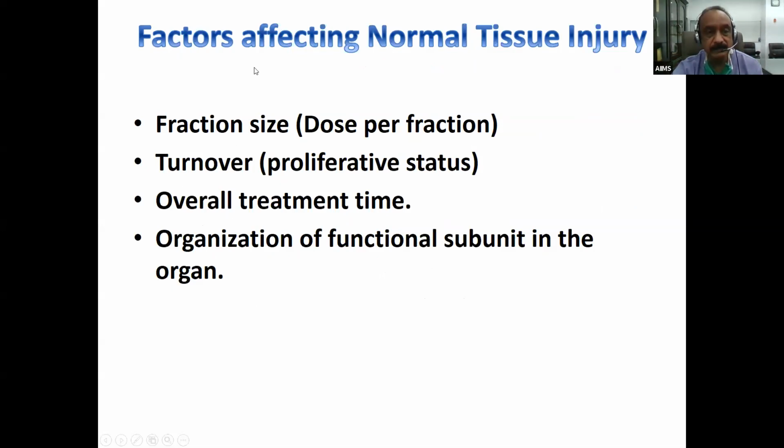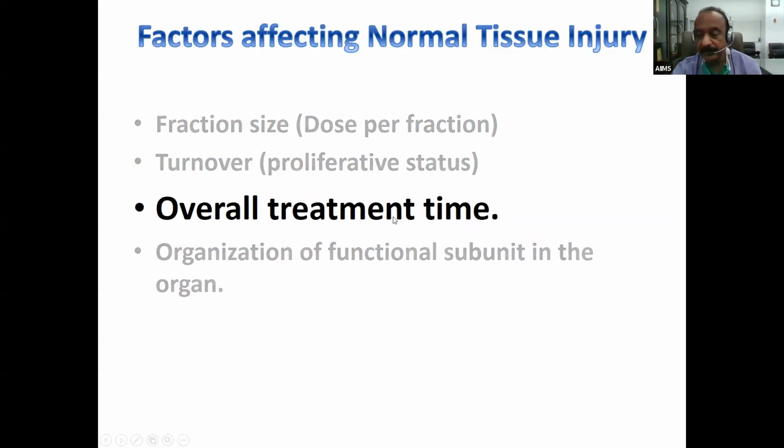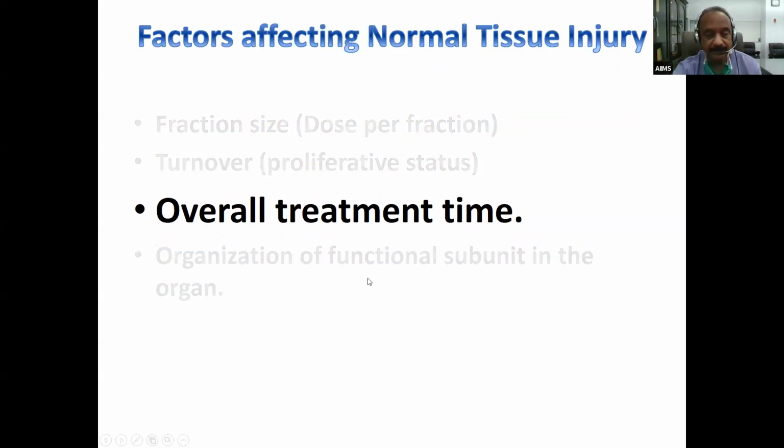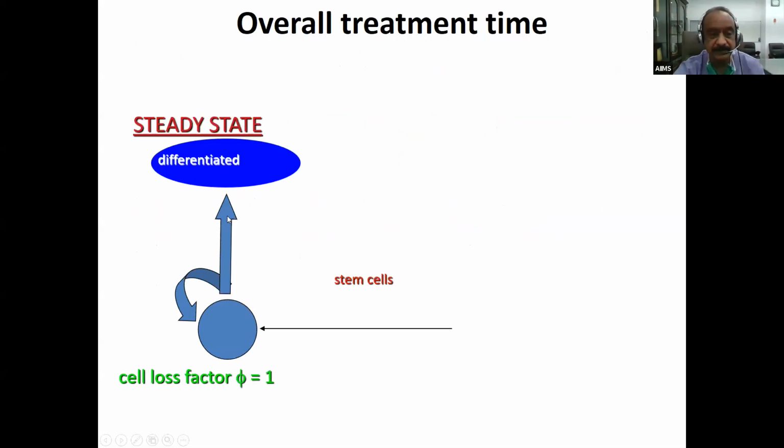Now, the third factor on which normal tissue injury depends, that is overall treatment time. This is again very important. And I again would like all of you to concentrate on your computer screen. Now, most of the normal cells remain in steady state. What does it mean? It means that the number of cells produced at any given point of time is just equal to the number of cells dying. So we can say that cell loss factor is 1, which means that tissue will not grow.